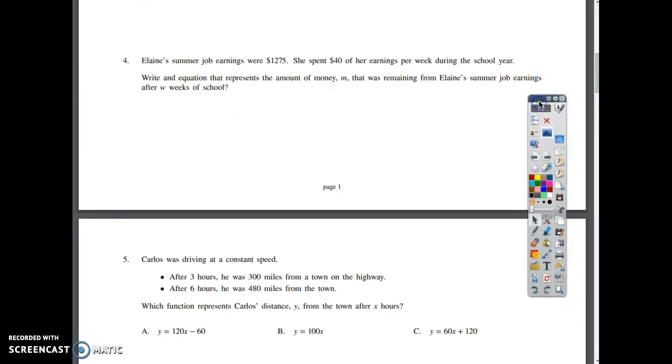Okay, so Elaine's summer job earnings were $1,275. She spent 40 of her earnings per week during the school year. Write an equation that represents the amount of money M that was remaining from Elaine's summer job's earnings after W weeks of school. Remember, we always start Y equals. How much did Elaine start with?